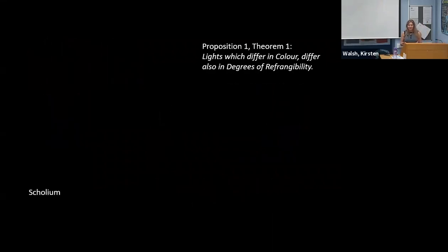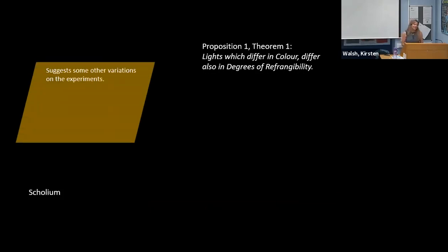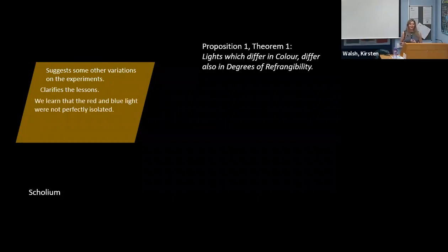There's a sort of discussion after this. In the discussion, Newton suggests some other variations on the experiments that he talks through. He clarifies the lessons. One of the things that comes up is the problems with trying to carry out the experiments under these kinds of circumstances.